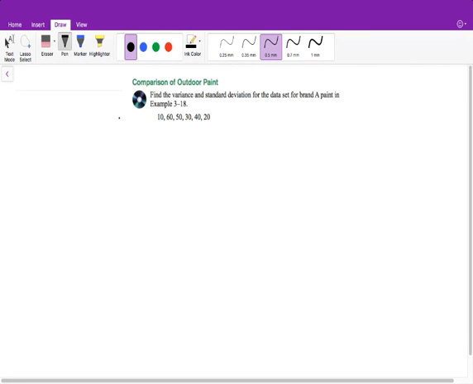So when we're trying to find the standard deviation, the first thing that we need to find is our mean. When we find our mean, we add all these numbers together, and then we divide by the total number that we have. So when we add all these up and we divide by 6, it's going to be equal to 35. We've already learned how to find our mean.